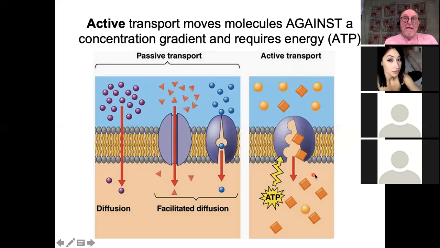But this system is pumping ions against a concentration gradient. It is taking them to an area which is already high in concentration. And in order to do so, the cell has to put in energy. It does so using the cell's primary source of cellular energy, which is ATP, adenosine triphosphate. We'll learn all about adenosine triphosphate when we talk about cell metabolism. So this system requires a continual input of energy in order to carry on pumping things against a concentration gradient.